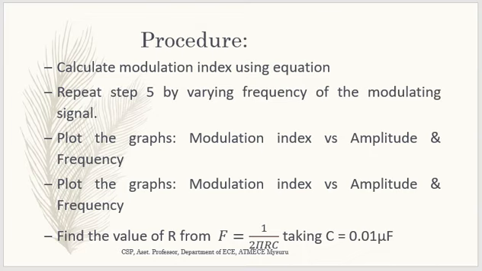The value of the resistor for this experiment is going to be calculated using the F value and the C value, where the C value is taken as 0.01 microfarad and the F value is considered as 3 kilohertz. By using this data, we can calculate the resistor value.